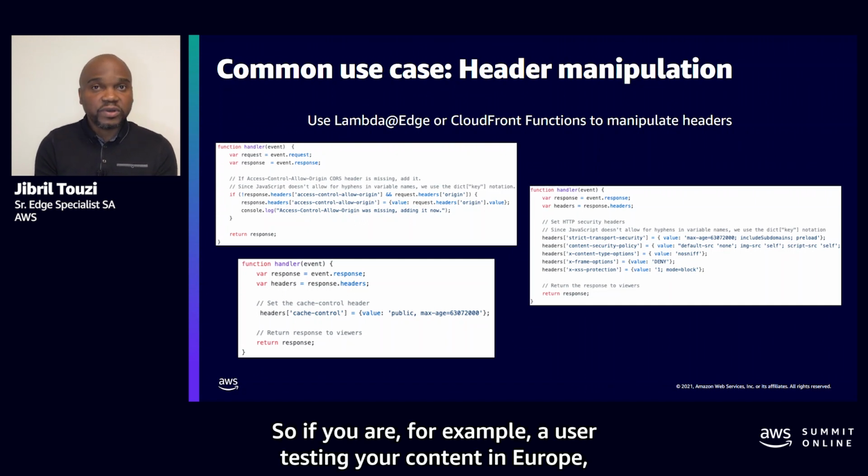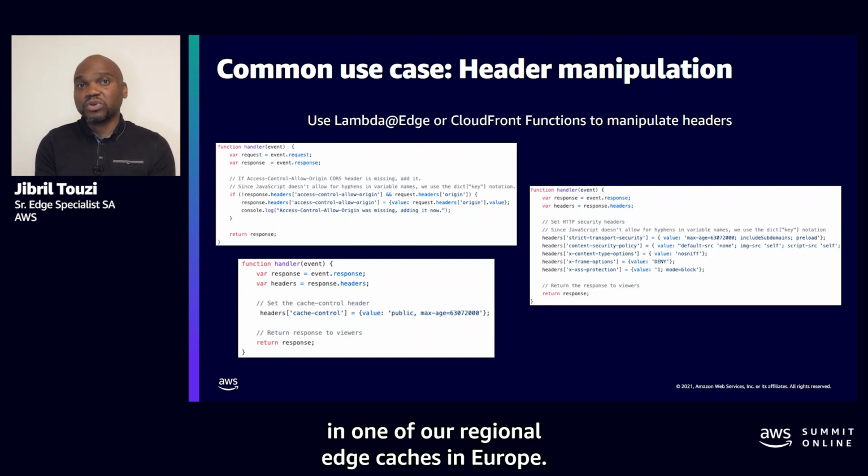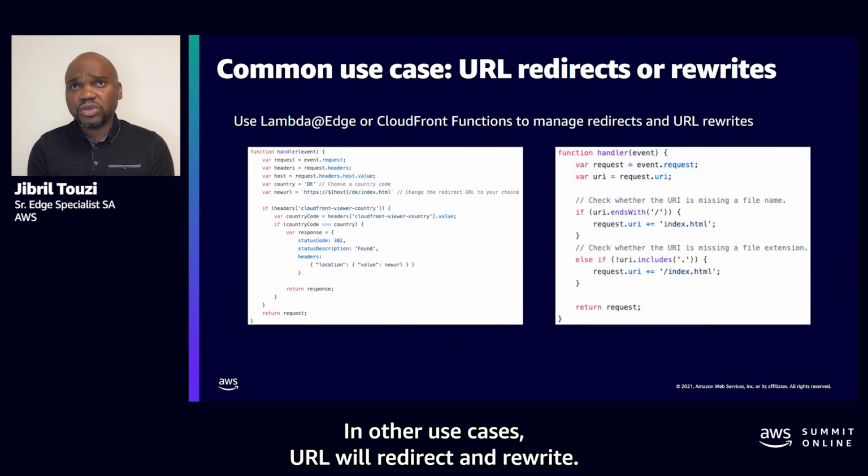So if you are, for example, a user accessing your content in Europe, the Lambda Edge functions will be executed in one of our regional edge caches in Europe. Another use case is URL redirect and rewrite.